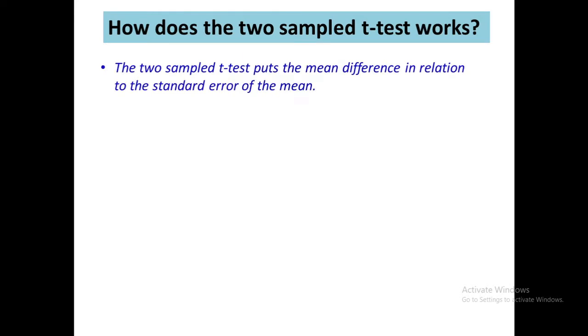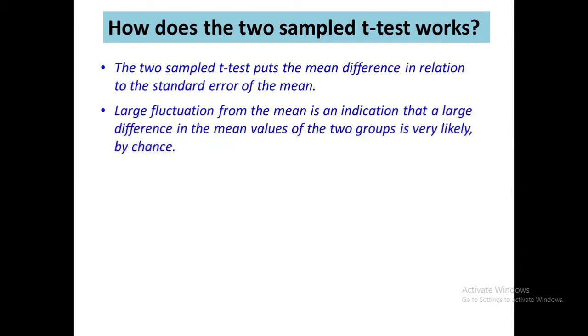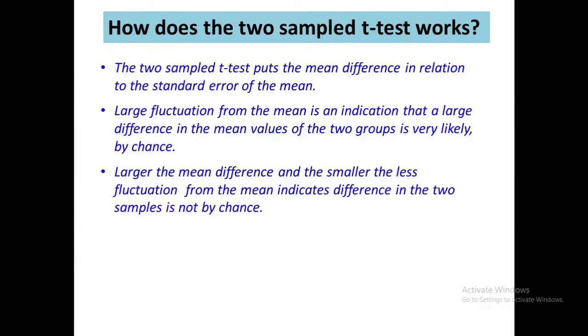How does the two sample t-test work? The two sample t-test puts the mean difference in relation to the standard error of the mean. It indicates how far the sample mean of the data is likely to be from the true population mean. If the fluctuation from the mean is large, this is an indication that a large difference in the mean values of the two groups is very likely even by chance. On the other hand, the larger the mean difference and the smaller the standard error, or less fluctuation from the mean, the more it indicates the difference in the two samples is not by chance.